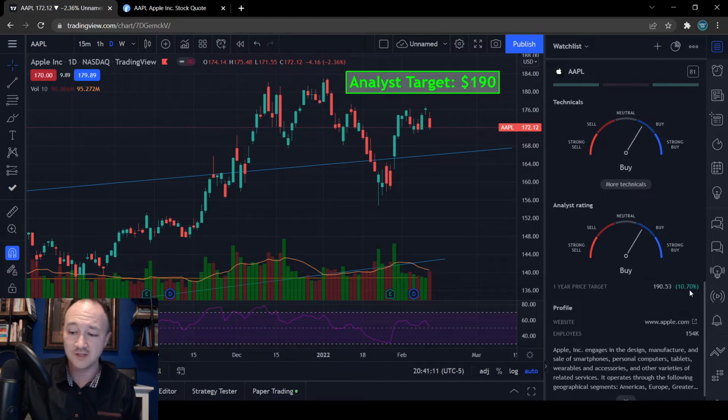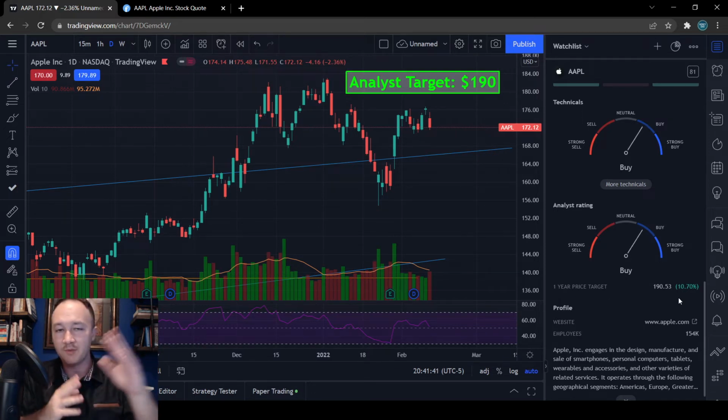Another nice thing that they do is they add in this number right here, 10.70% to the upside. That means where Apple is currently trading at right now at $172, that 1-year price target of $190, that's 10% to the upside. So it does the math for you. It lets you know, hey, the professional investment bankers and stock analysts out there, they see this thing going on average 10% to the upside over the next year.